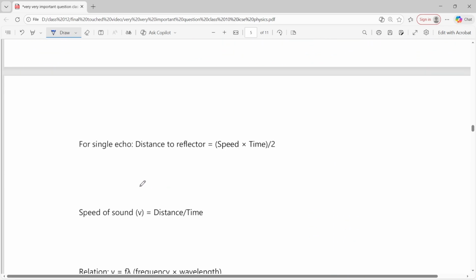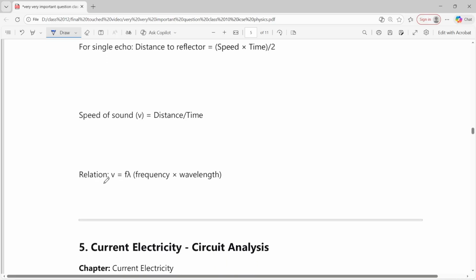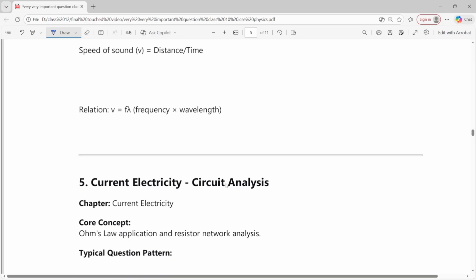So here the key formula is: for a single echo, distance of reflector equals speed into time by 2. Speed of sound is distance by time, and the relation is v equals f lambda. f is the frequency, lambda is the wavelength. Actually this comes from v, velocity, equals wavelength lambda by t, time. Length by time gives velocity. So 1 by t means frequency, that's why f lambda. So f equals 1 by t.